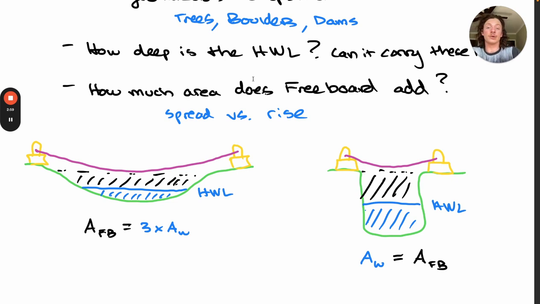Now, like I said, we start with 3 and we really need to justify a floodplain situation in order to use that denomination. And one of the ways you can do that is you can look at the spread versus rise and see how much area your freeboard envelope really adds.